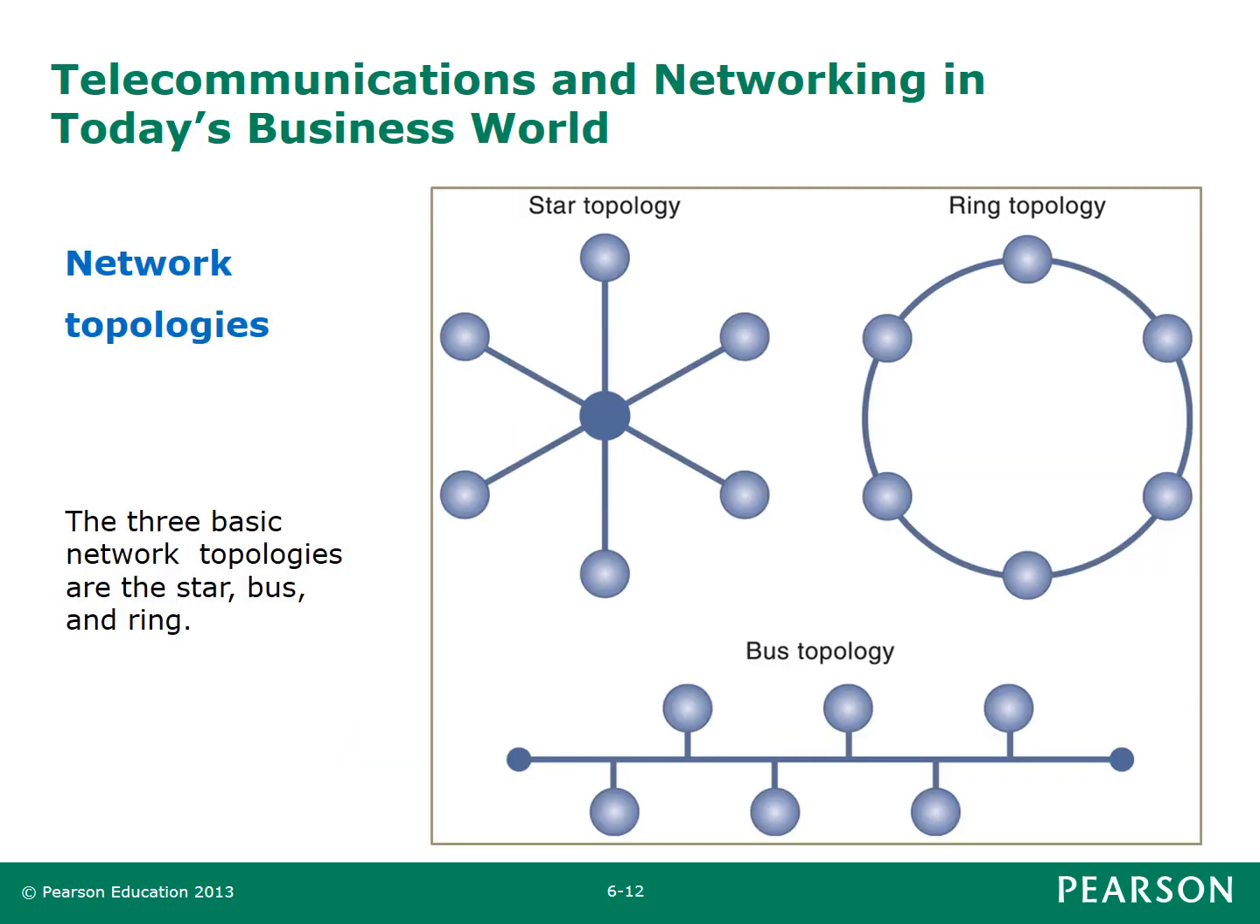This graphic shows the three main topologies to implement in LANs. LAN stands for Local Area Network, which connects computers and devices like printers in a department or in another organizational unit. In star topology, all devices on the network connect to a single hub, and all network traffic flows through this hub.